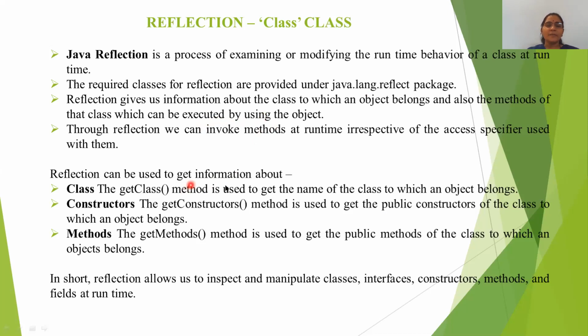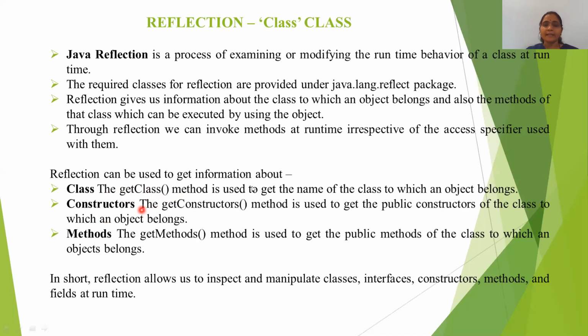Now the reflection can be used to get information. With the help of this reflection, we can get the following information: class, constructor, and methods. The get class method is used to get the name of the class to which an object belongs.